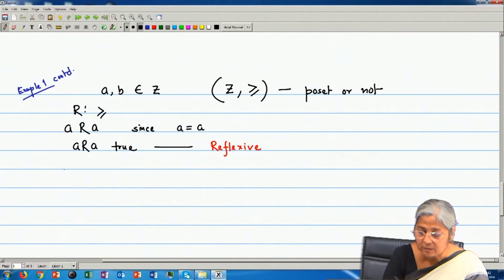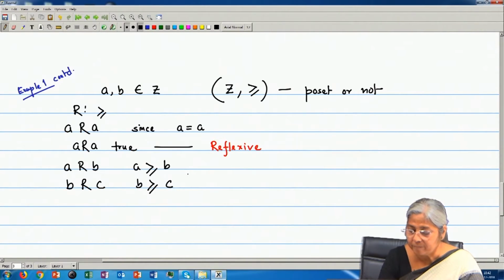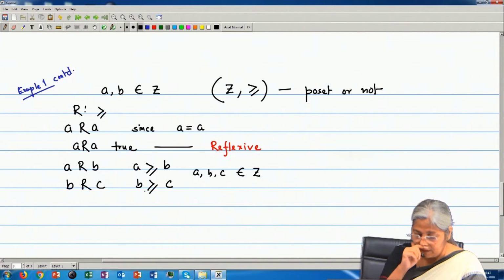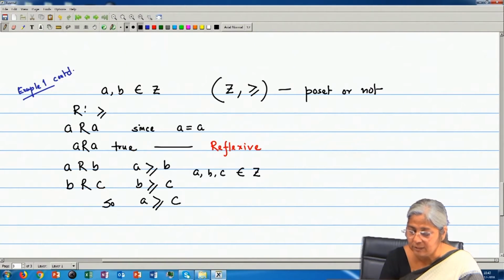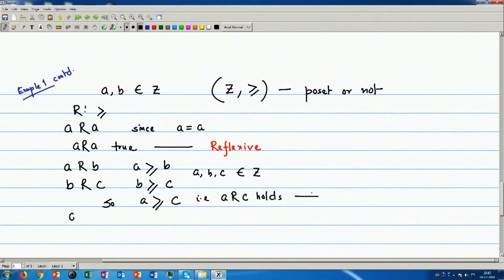Now, if I consider some relation A R B, that means A greater than or equal to B. I consider B R C, that means B greater than or equal to C, where A, B, C all belong to Z. Then, since it is a set of integers, I can write that A is greater than or equal to C, that means A R C holds. So, it is transitive.